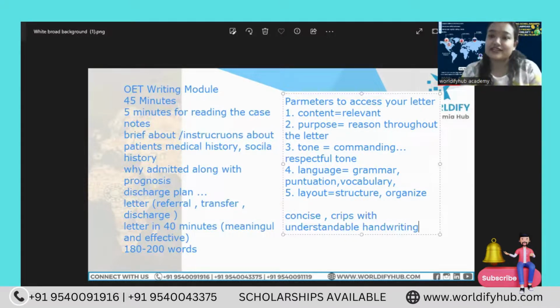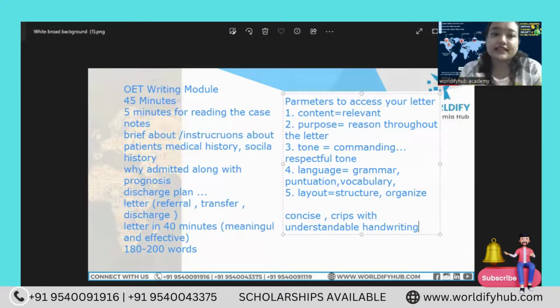So, OET writing overview: we have 45 minutes. 5 minutes is given for reading the case notes. And let me tell you, you should not be picking up your pen, because the booklet will be given to you. This is very important to note. You should not pick up your pen or pencil and start marking how you'll be making the sentences of the case notes. A big no, because you might be discarded, you might be suspended. So you just have to read it for 5 minutes and make the sentences up in your mind.